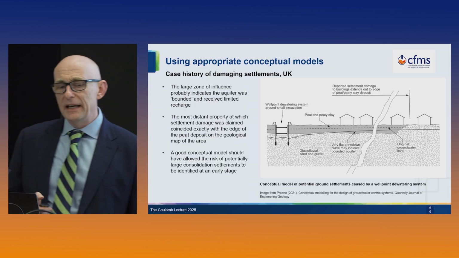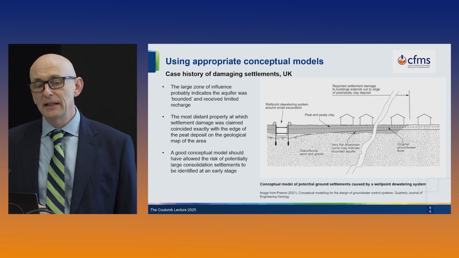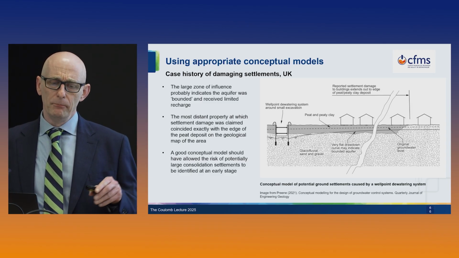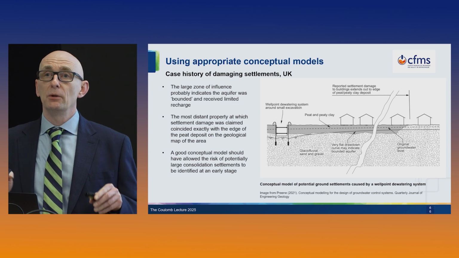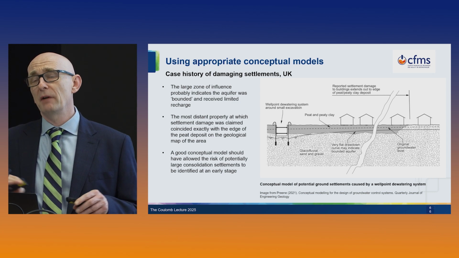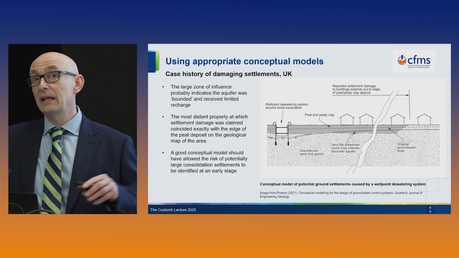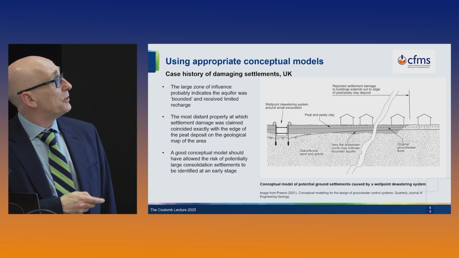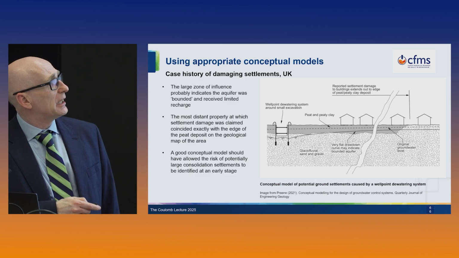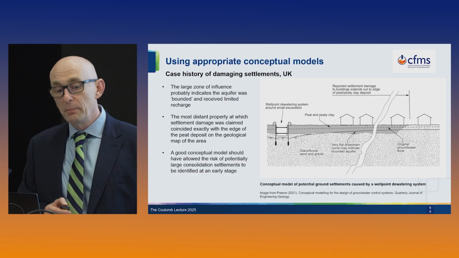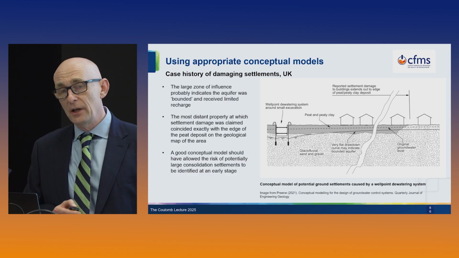What is unusual is that the large zone of influence probably indicates that the aquifer is what we call bounded, which means that it doesn't have much water availability. So when you pump on this, you have an unusually large effect on groundwater levels, and the groundwater lowering extends a very great distance outwards. What's interesting to note is that the most distant properties at which settlement was noted coincided exactly with the edge of the peat deposit on the geological map of the area.